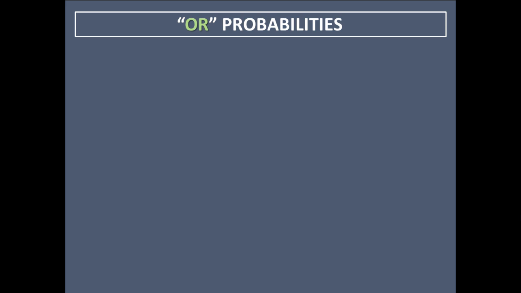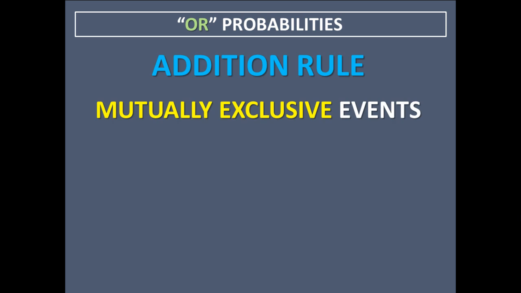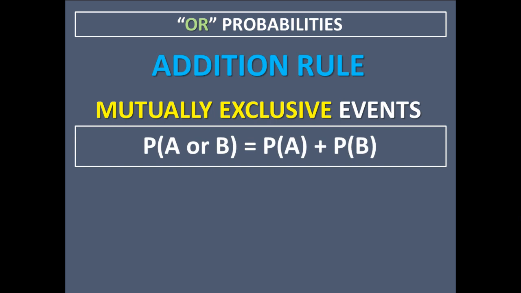Now when we see the term or, we're no longer thinking about multiplication, we're thinking about addition. And what we have to ask ourselves now is, are the events mutually exclusive or not mutually exclusive? So can they happen at the same time or can they not happen at the same time? If the events are mutually exclusive, which remember means they cannot happen at the same time, to do the probability of A or B is simply adding their two individual probabilities.